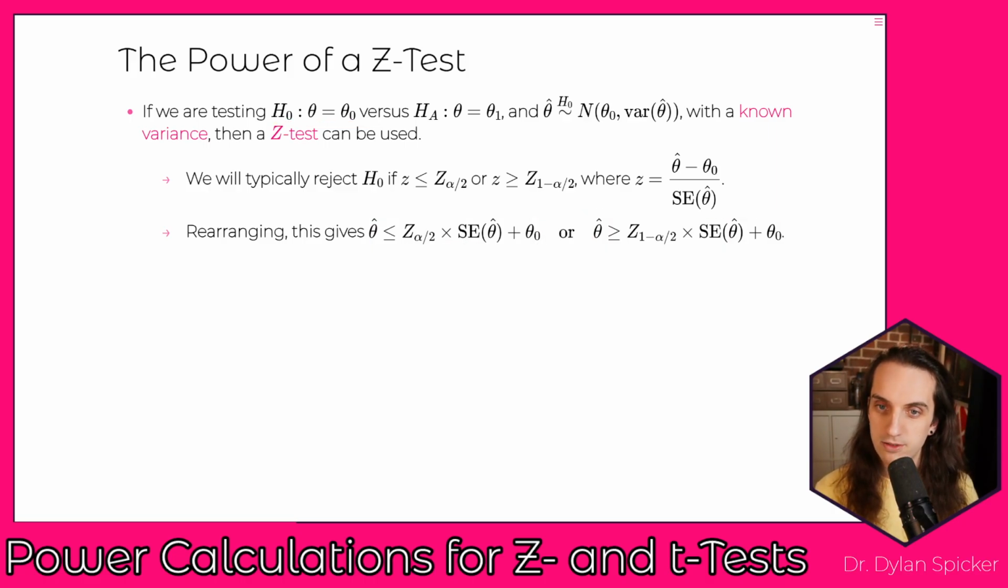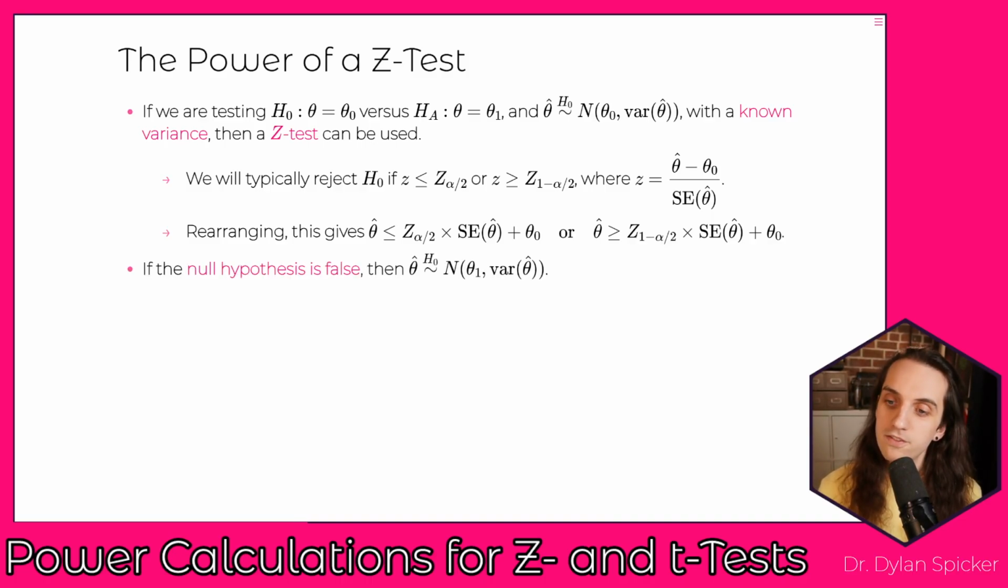And so to work out this probability, we're going to have to turn towards probability calculations, right? So if the null hypothesis is actually false, then theta hat is going to be distributed as normal with mean theta 1 and variance of theta hat, right? We can sort of take the null distribution here, where instead of theta equaling theta 0, we take theta equals theta 1. And so all we have to do is we change out this theta naught here for a theta 1, and the distribution will otherwise remain the same.